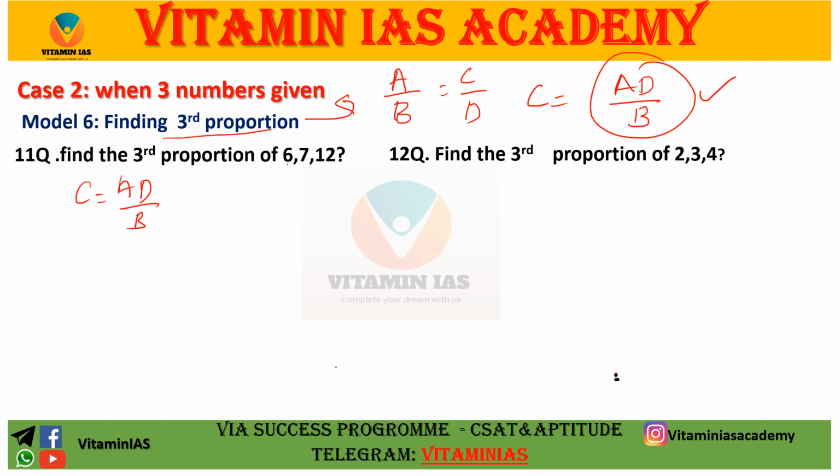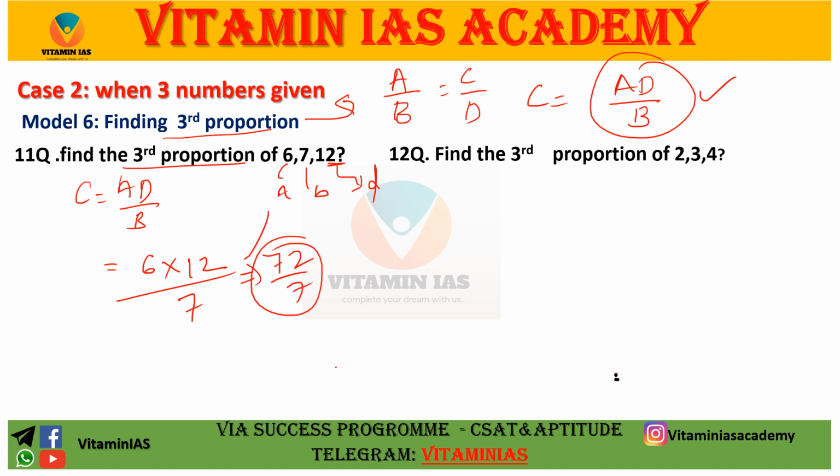Means here it will be A, it will be B, and it will be D. So you know the value of A, you know the value of B, you know the value of D. Just substitute these values into this formula. A becomes 6, into D which is 12, by B value 7. So 6 12s are 72 by 7 will be the answer for the third proportion.